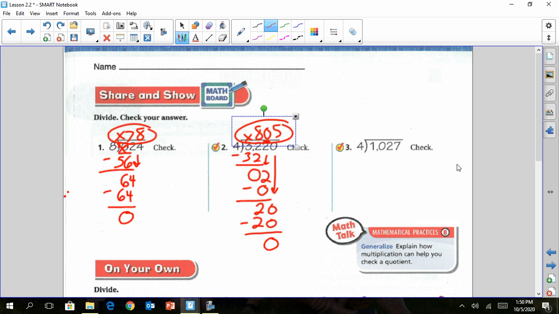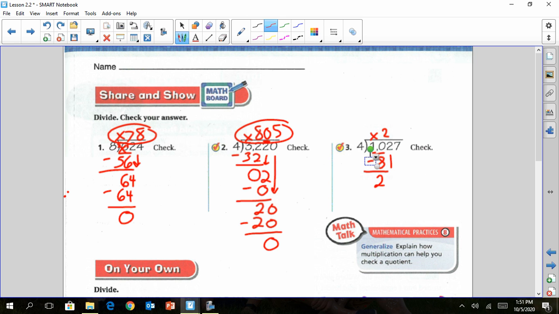4 goes into 1 0 times, so I place my X. And now I ask myself, how many times does 4 go into 10? 4 goes into 10 2 times, because 4 times 2 is 8, and that is as close to 10 as I can get without going over. The next step after we multiply is to subtract. 10 minus 8 equals 2. 2 is smaller than 4, so I get to move on.